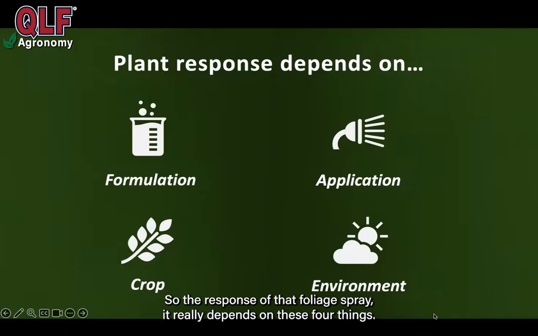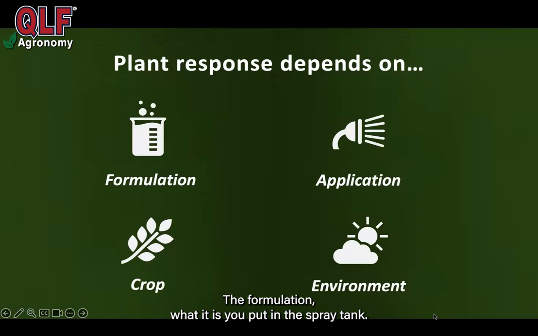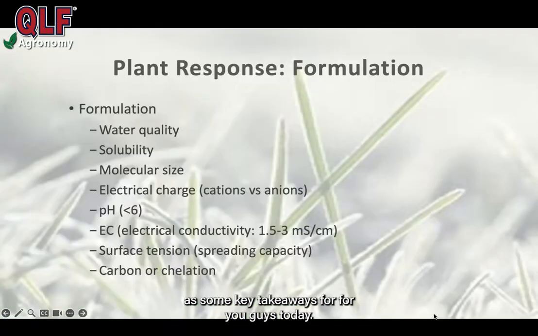So the response of that foliar spray really depends on these 4 things: the formulation, what it is you put in the spray tank. Yes, that's one piece of the puzzle. Secondly, how you apply it, the application considerations. Then we have the crop or the plant species, as well as the environmental factors and some environmental considerations. So let's take a very quick tour through a handful of these as some key takeaways for you guys today. So, formulation.